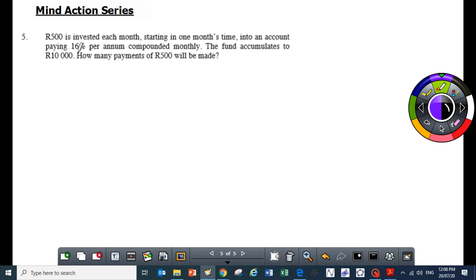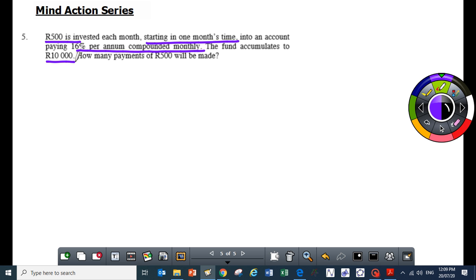Okay, so this question I took it from the Mind Action series textbook. Okay, the question says 500 Rand is invested each month starting in 1 month's time. Okay, so 500 Rand starting in 1 month's time, which means T0 is not included, into an account paying 16% per annum, compounded monthly. The fund accumulates to 10,000 rand. How many?